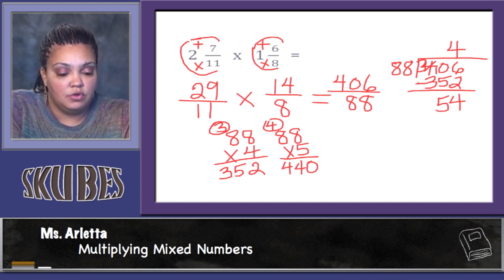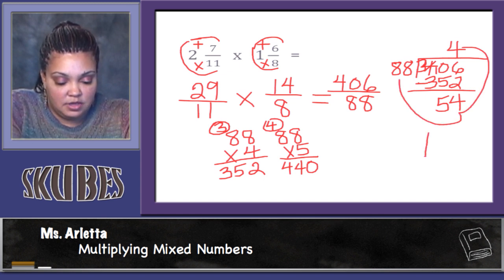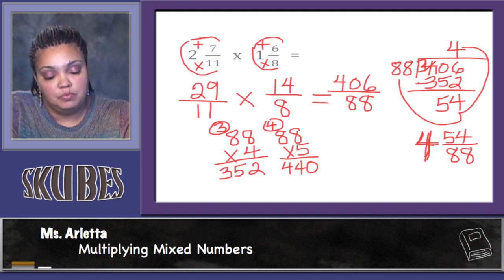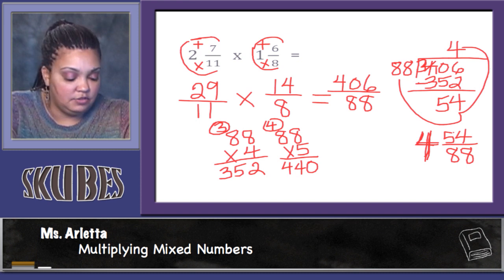So that gives us an answer of 4 and 54 over 88. Once again, that's 4 and 54 over 88. You have to look at your numerator and your denominator to see if they have a common factor. I know they have a common factor of 2, but they may have a larger number. Let's try dividing by 2.